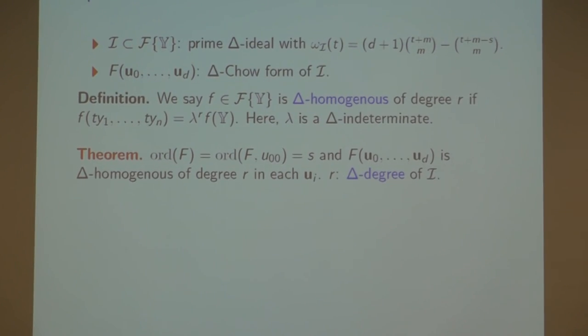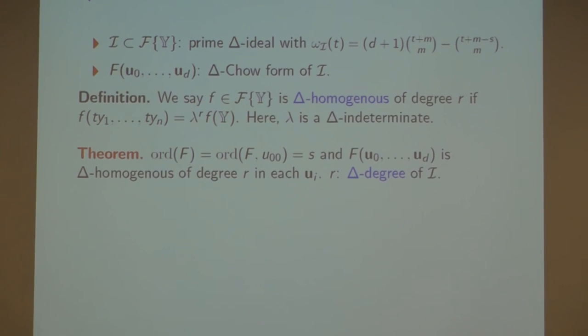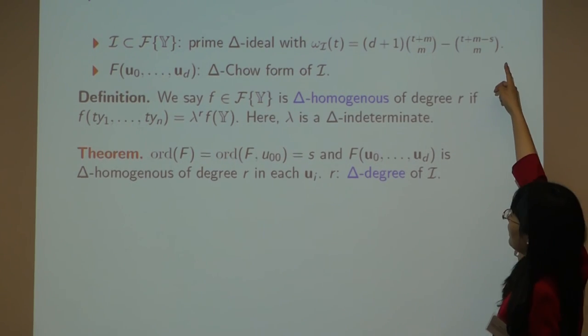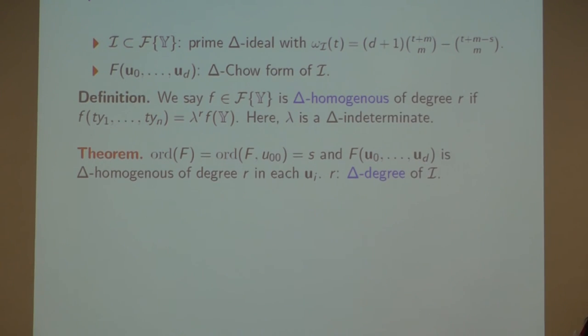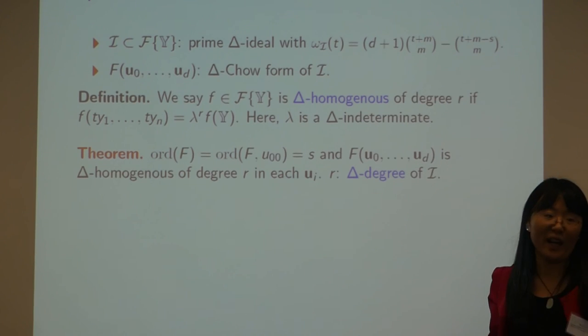So now we have looked at the properties of differential Chow forms. From now on, we always suppose I is a prime differential ideal with the Kolchin polynomial in this form. Then by the theorem before, the differential Chow form of this ideal is H. And we proved that the order of the differential Chow form is equal to s here. And the differential polynomial is delta homogeneous of degree r in the coefficient set of each differential hyperplane in each u_i. And we define this r to be the delta degree of I.